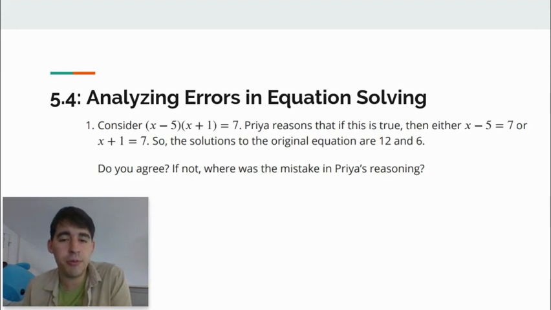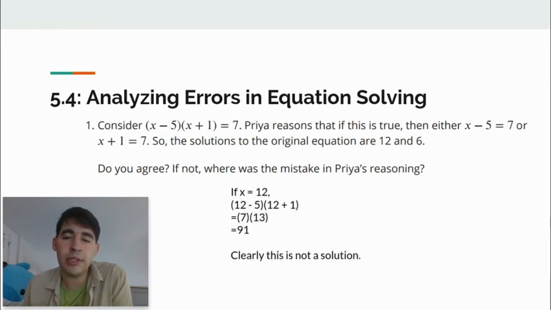And we could easily disprove Priya's reasoning by taking one of her solutions and plugging it back into the equation. For example, if we just take x equals 12 and plug it back in, you'll see that the x minus 5 does equal 7, but x plus 1 equals 13. And when I multiply 7 and 13, we get 91. We don't get 7. So these are not the solutions to the equation. If you wanted to solve this equation, at the moment, I would recommend getting it equal to 0 and graphing this quadratic to figure out where the x-intercepts are.